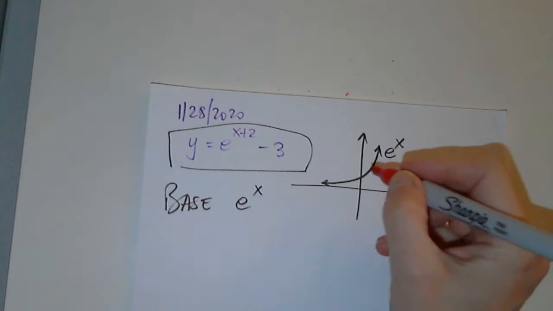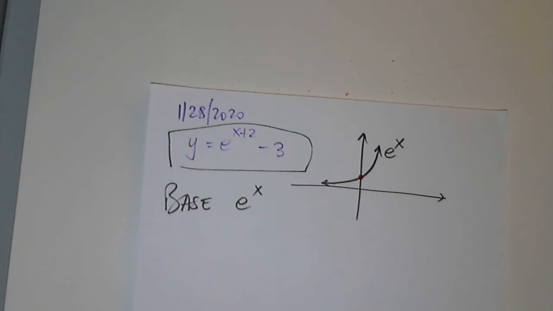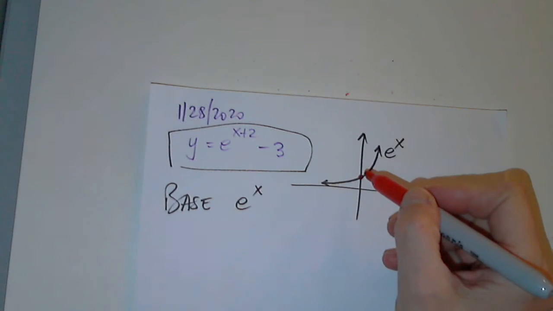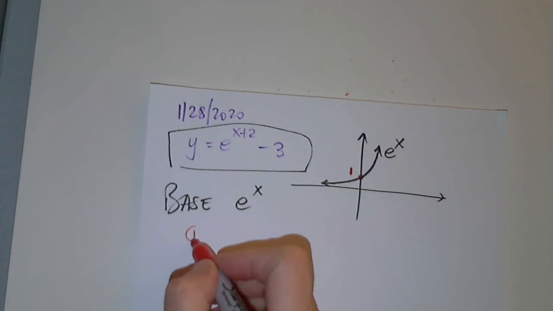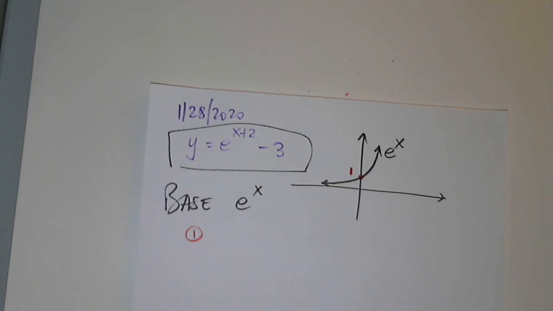The pure exponential function will always cross when x is 0. If it's decreasing or increasing, it doesn't matter. It will always cross the y-axis at 0, 1, the pure exponential function. The first step in order of transformations here would be what?